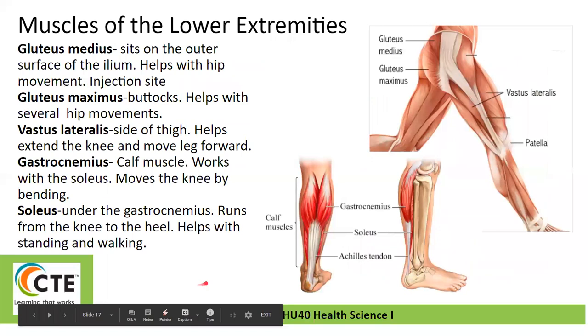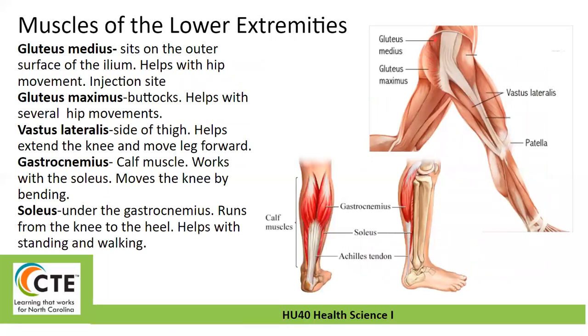All right, lower extremities, the gluteus medius. So we actually have two muscles of our butt. This is the gluteus medius right in here. This is also an injection site. And then this is the gluteus maximus, helps with several hip movements. The vastus lateralis is located here and then right in here. That is part of our quads.